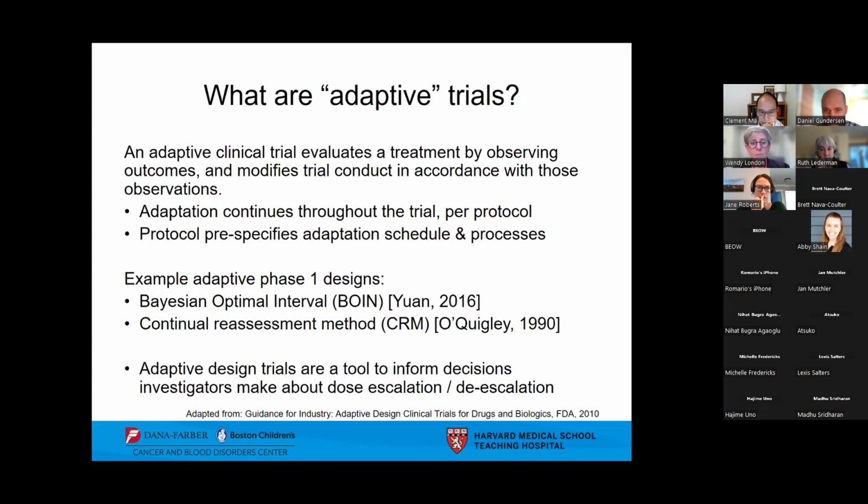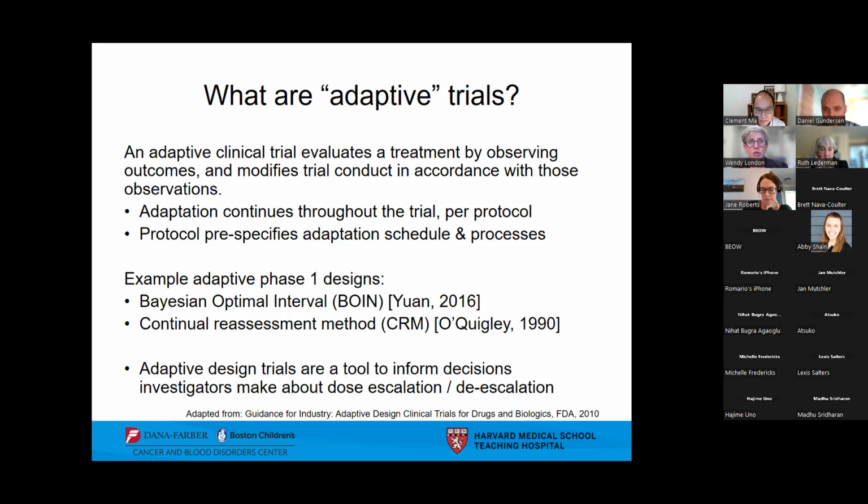Now let's look at 2 examples of adaptive designs. So the FDA guidance says that an adaptive clinical trial will evaluate a treatment by observing the outcomes and then modify the trial conduct in accordance with what was observed. It's important to note that the rules for adaptation are pre-specified in the protocol. So it's not subjective. It's very objective because the adaptation is controlled by decisions that have been made in advance.